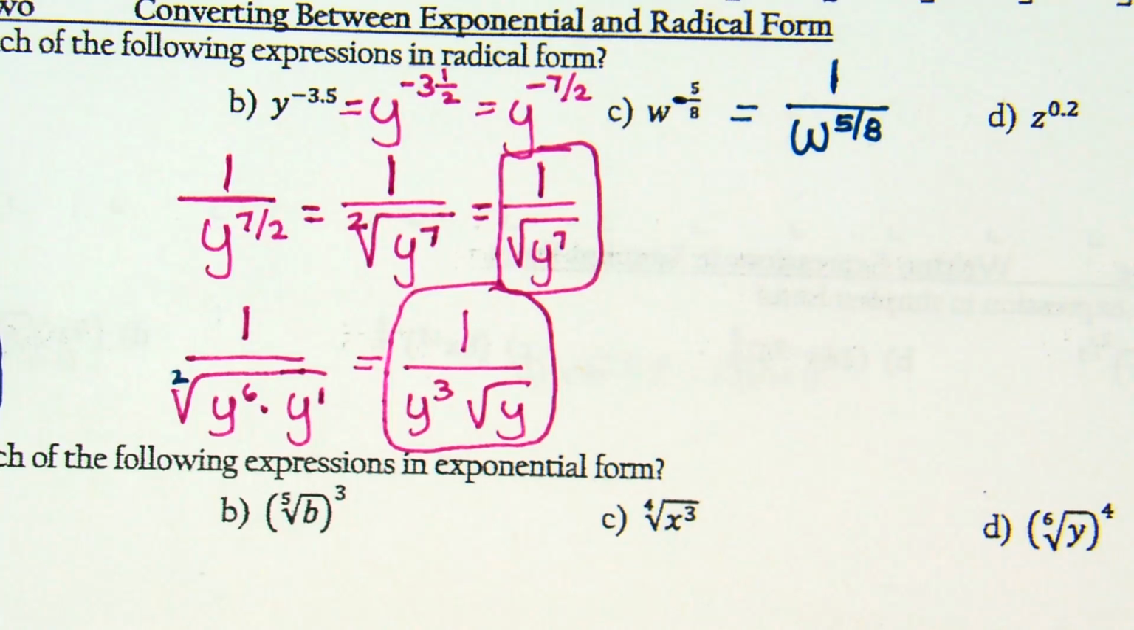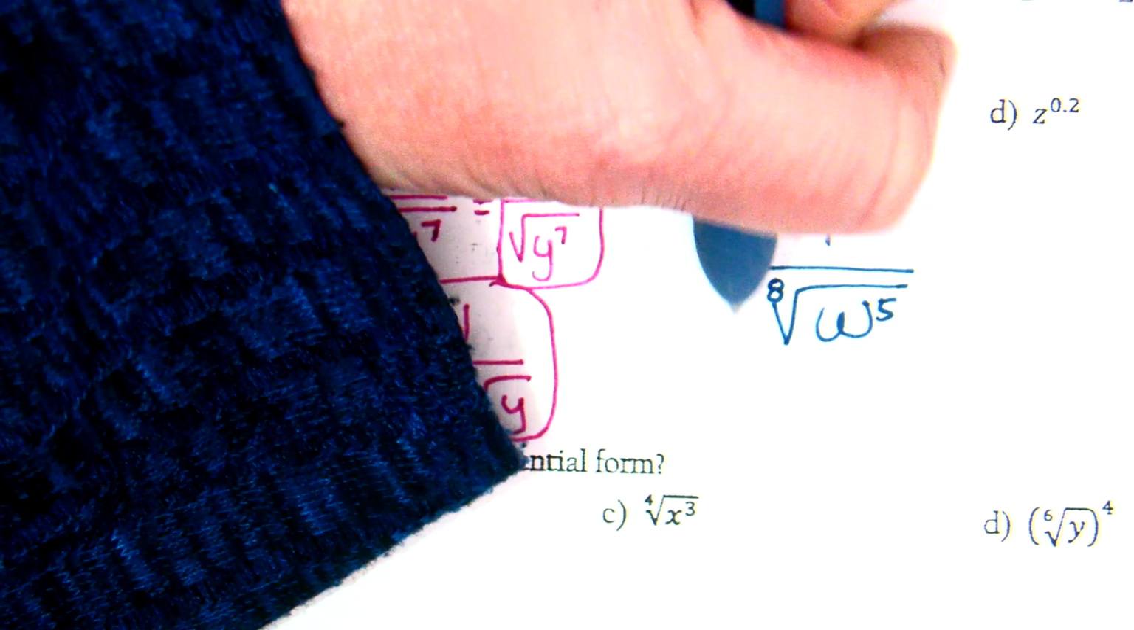D. Z to the 0.2. What's a little different there? Okay. Decimal instead of fraction. We don't have a rule to work with decimals, which means we need to get this to be a fraction. Okay, guys, think about it. I didn't use proper math language to say z to the 0.2. What is that? Yeah, z to the 2 over 10.